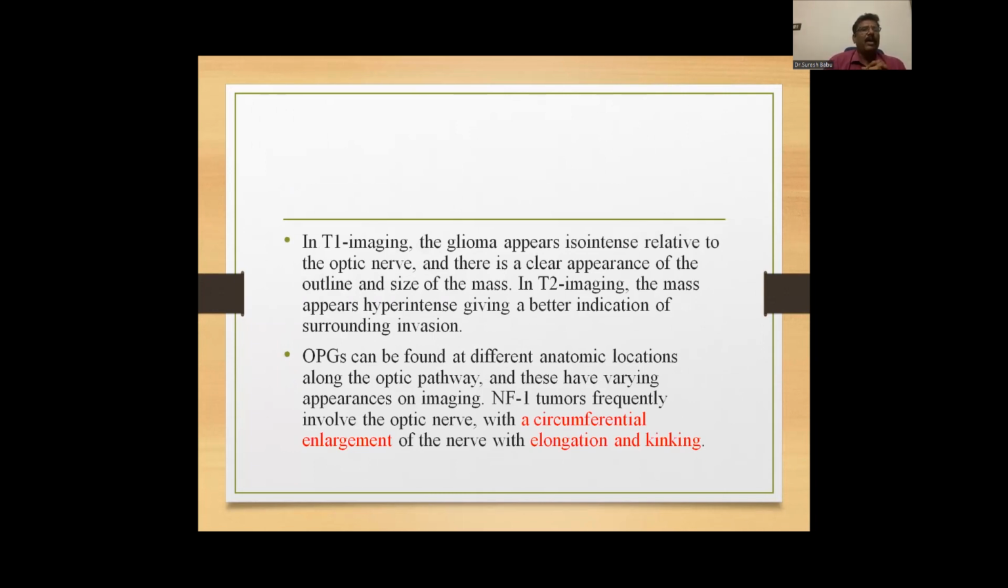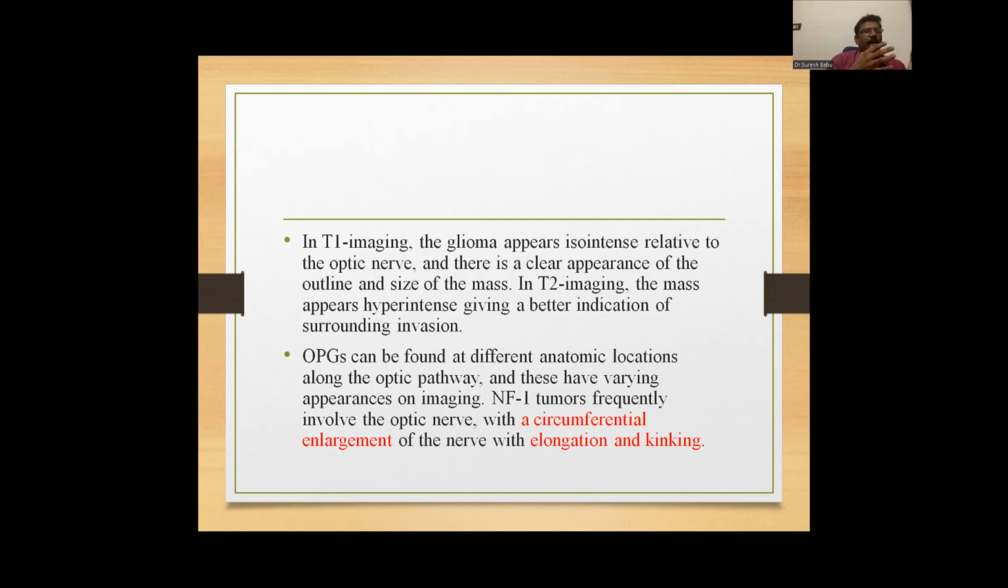So in MRI, what happens? In T1 imaging, the glioma appears iso-intense relative to the optic nerve. And there is a clear appearance of the outline and size of the mass. In T2 image, the mass appears hyperintense, and it shows the indication of surrounding invasion.